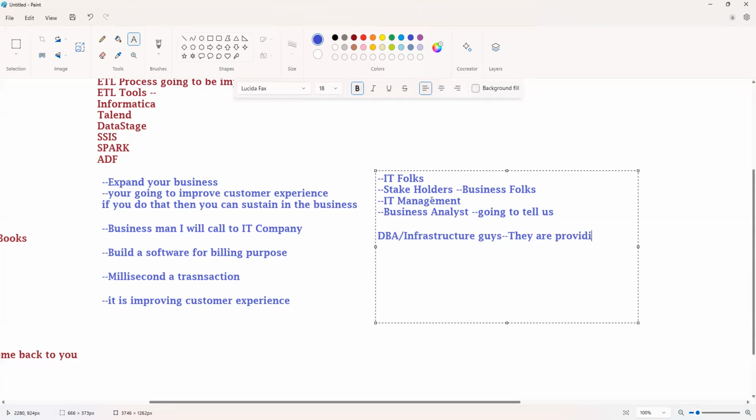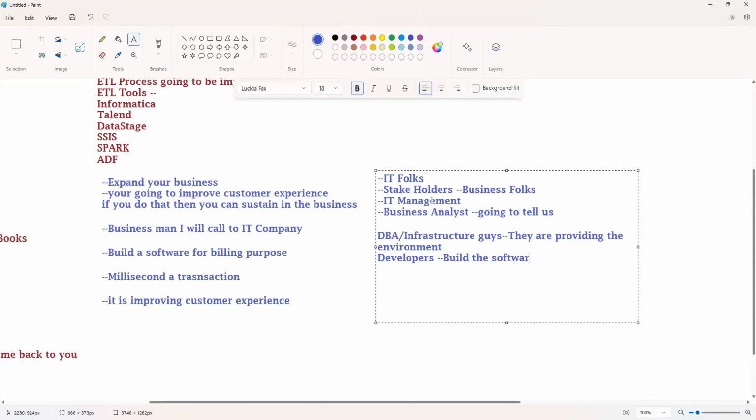They are going to provide the environment, like Windows, OS, and the system, and give it to you. Who's going to do that? DBA guys or infrastructure guys are going to provide the environment. Another role is developers, which is very important. Who's going to implement the requirements? Developers are going to build this particular software.